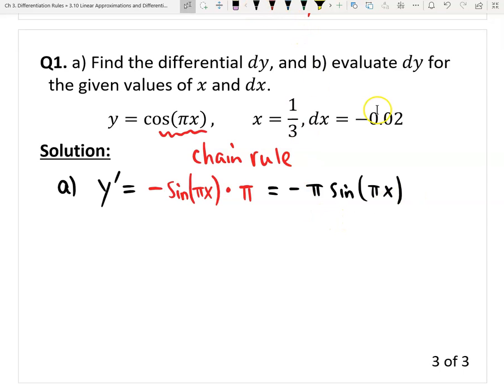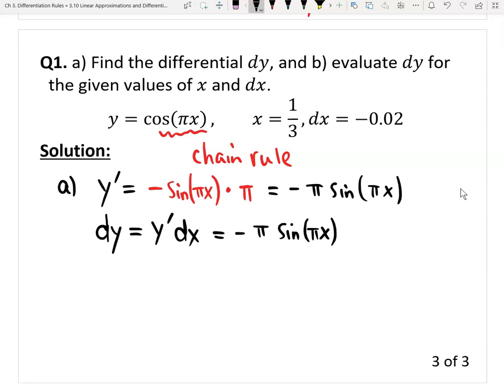Now we use the definition to find the differential. What is the differential? So dy equals, let me write the formula first, the derivative, and then dx. We already found the derivative. So plug in the y prime, which is negative pi times sine pi x, and then times dx. See, this is the formula we get for the differential dy.